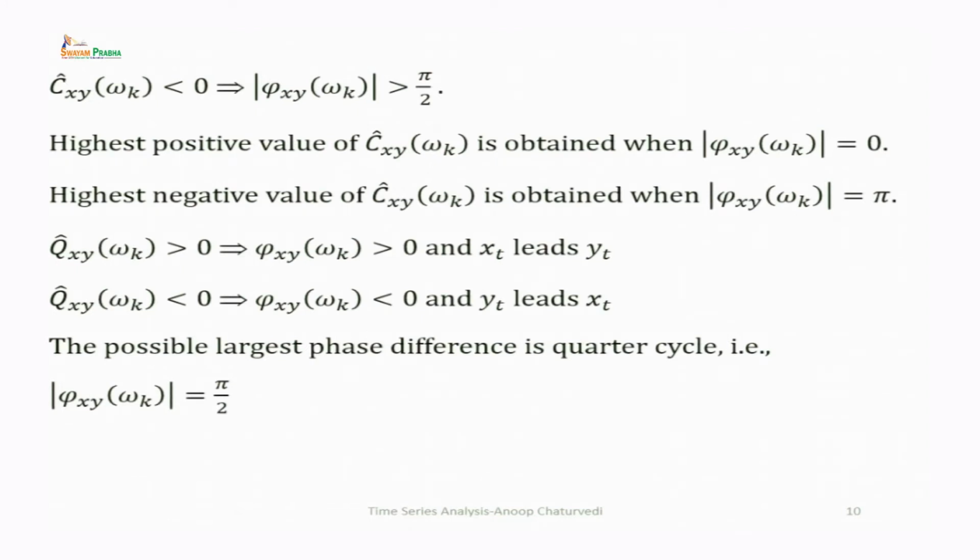Then q̂_xy(ω_k) greater than 0 implies that φ_xy(ω_k) is greater than 0 and x_t leads y_t. If this is greater than 0, then you can say that x_t leads y_t. And q̂_xy(ω_k) less than 0 means φ_xy(ω_k) is less than 0 and y_t leads x_t.